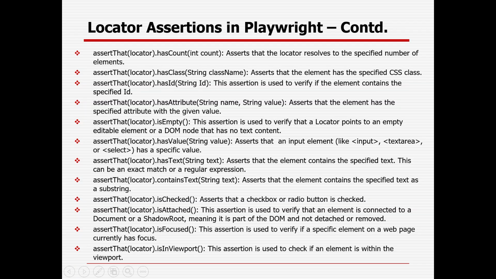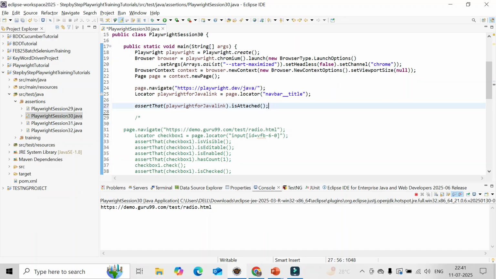So, is attached: this assertion is used to verify that the element is connected to a document or a shadow root, meaning it is a part of the DOM structure and not detached or removed. In case something is detached, it will be false. So that should work fine.